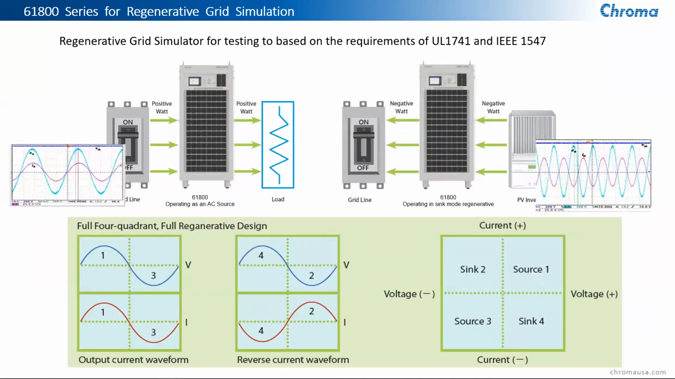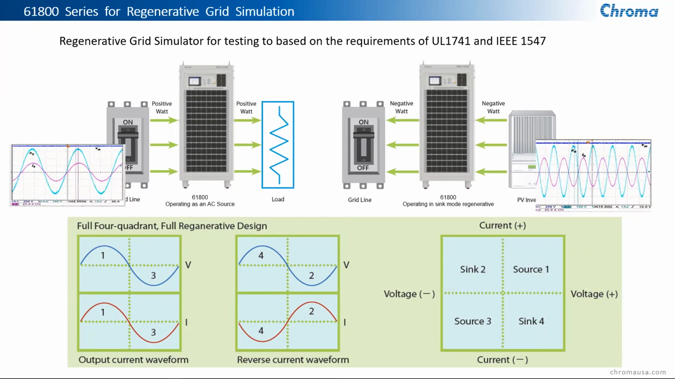The unit operates in 4 quadrants. 4 quadrants simply means that we can act as a source, as the grid, to apply power to a load. We can also sink current from the inverter, and we can take that power from the inverter and put it back onto the grid as well. So being able to operate in all 4 quadrants is a necessity when you're testing PV inverters.